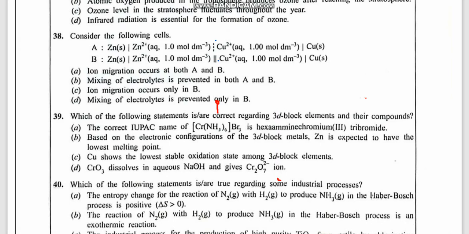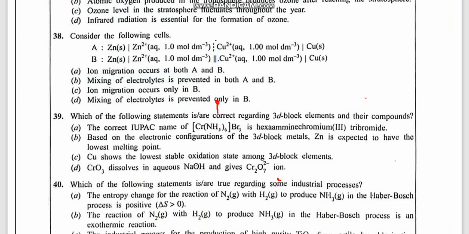Now let's see the 38th one. Consider the following cells. Ion migration. Now here you can see cell A is with a diaphragm, no, it's with a cell membrane. B, you can see it is with a salt bridge. How can you identify? With these marks, no? Dotted line means it's a membrane, this double line is a salt bridge. A, ion migration occurs at both A and B.